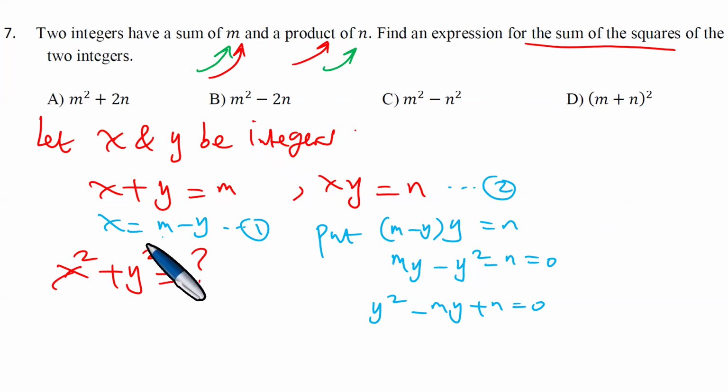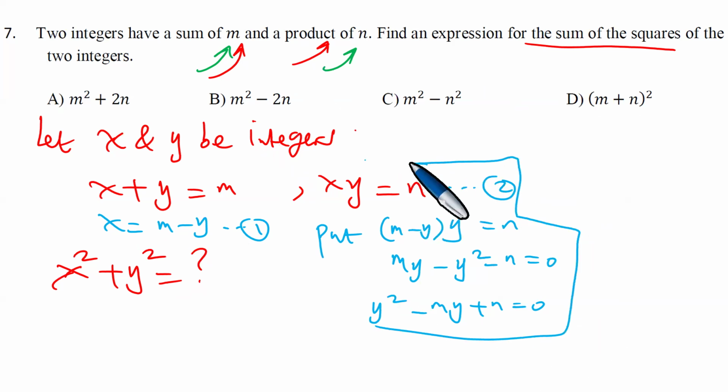So when we have x equal to m minus y, what do we have here? We need to get the value of y from this, and we need to get the value of x. There are many ways to do it. x is m minus y. If there's x, you put m minus y, then there's y equals n, and then there's my minus y squared minus n equals 0, which means you have exactly y squared minus my plus n equals 0.